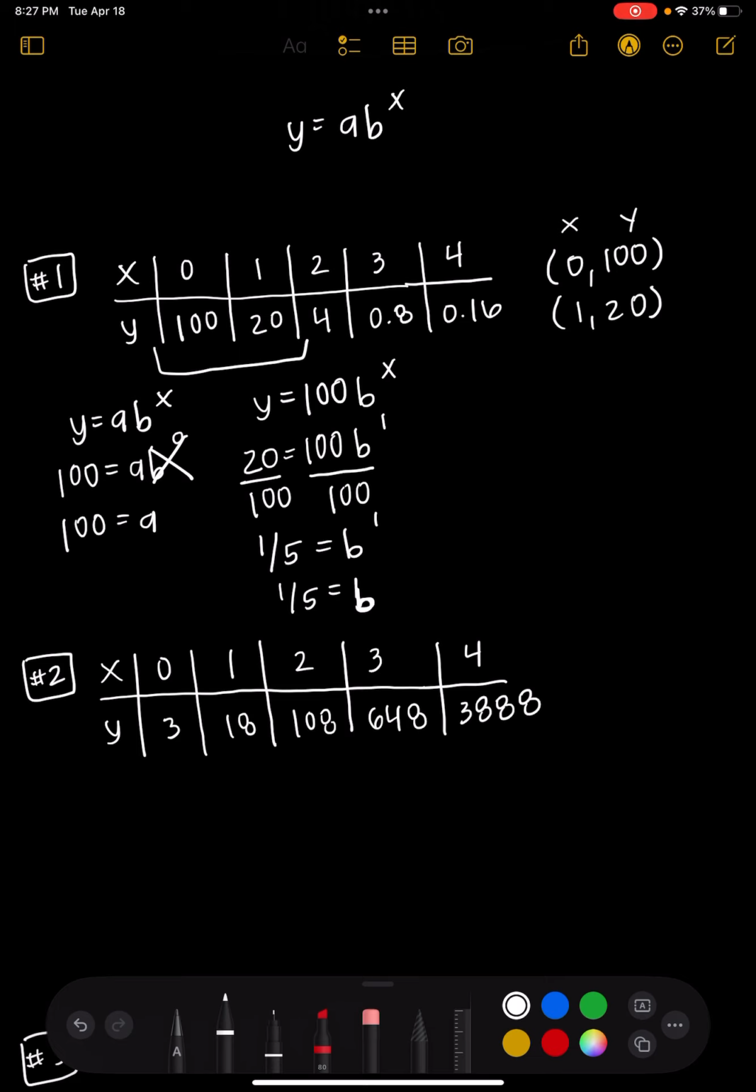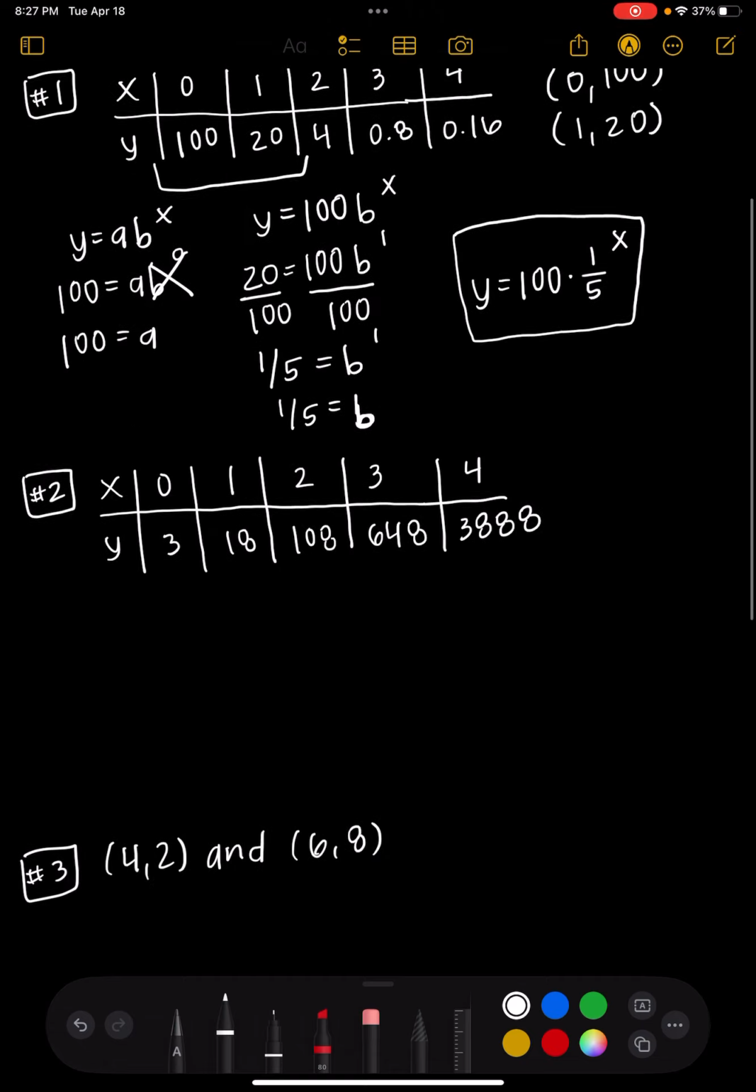All right, so now I know what a is and I know what b is, which means I should be able to write my answer. So I'm going to say y is equal to a, which is 100, times b, which is equal to 1/5, to the power of x. And recognize that we only replaced the a and the b. We didn't have to replace the y and the x, because y's and x's usually are a part of an equation. And so this is my final answer. Y is equal to 100 times 1/5 to the power of x.